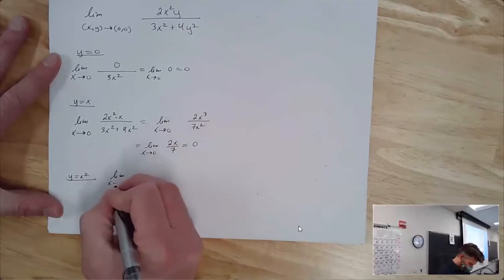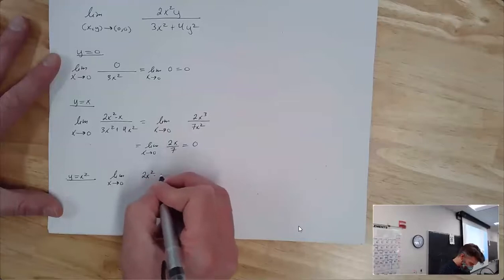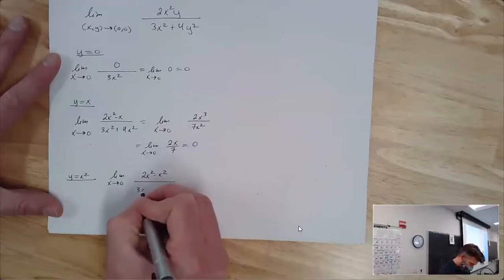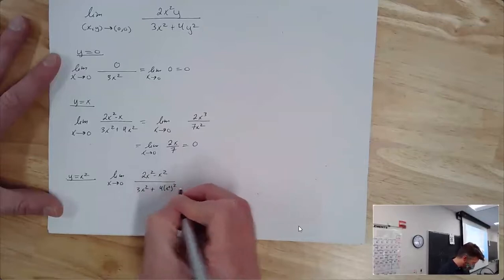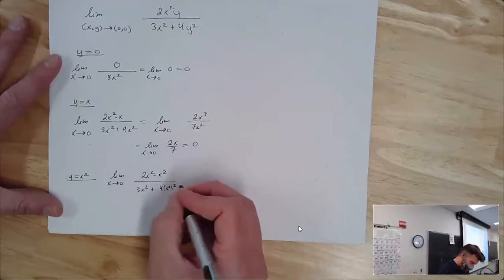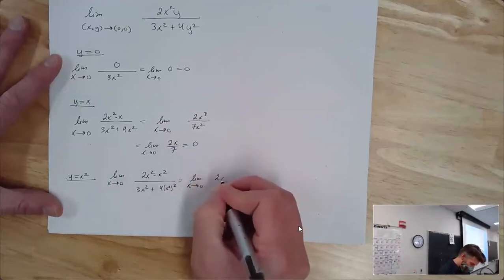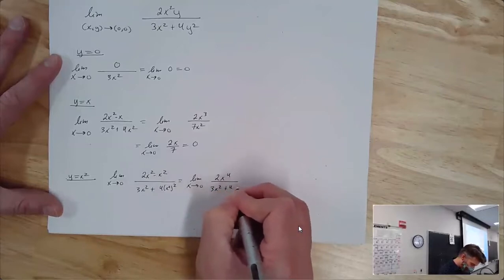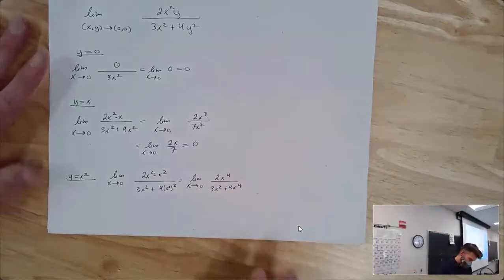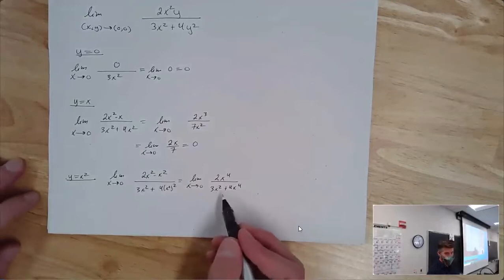Limit as x goes to 0 of 2x squared times x squared over the bottom, 3x squared plus 4 times x squared squared. Seems good so far. Limit as x goes to 0 of 2x to the 4th over 3x squared plus 4x to the 4th. And here's where you should do the thing where you factor out the biggest power back to the denominator, right? If these powers don't match, do some factoring.